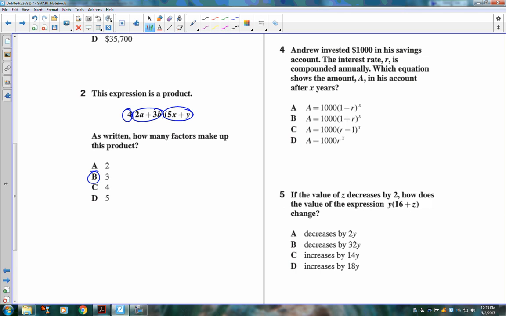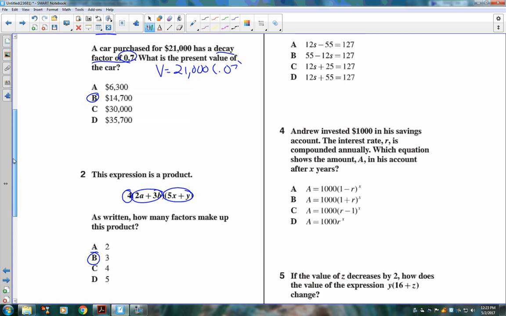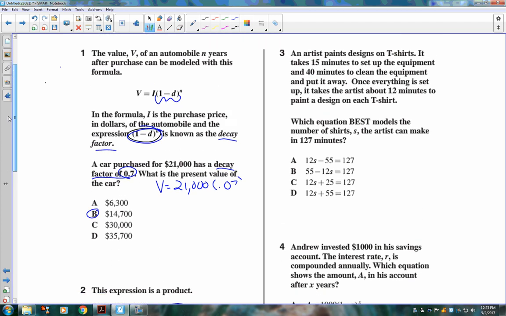Okay, number 3. You've already read the problem. It tells us the number of T-shirts is S. Well, the time for each T-shirt is 12 minutes. So 12S is how long it takes you to make the T-shirts, plus your setup time and your breakdown time, and that has to equal 127 minutes. Oh, that should be a plus. So when you add those two together, you get 55. So 12S plus 55 is 127, and that is D.